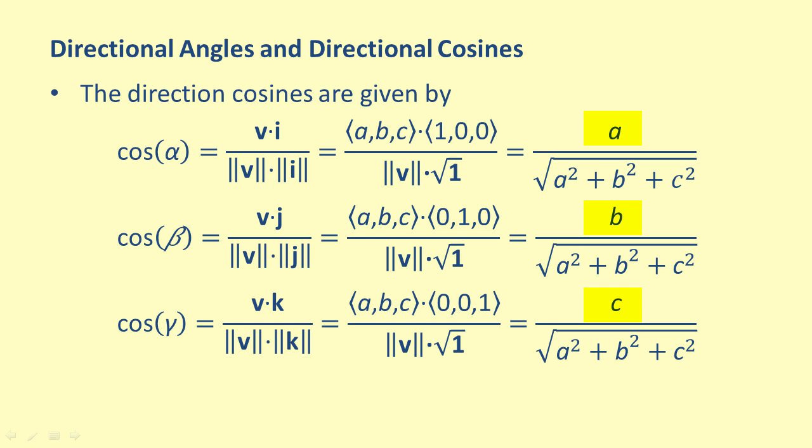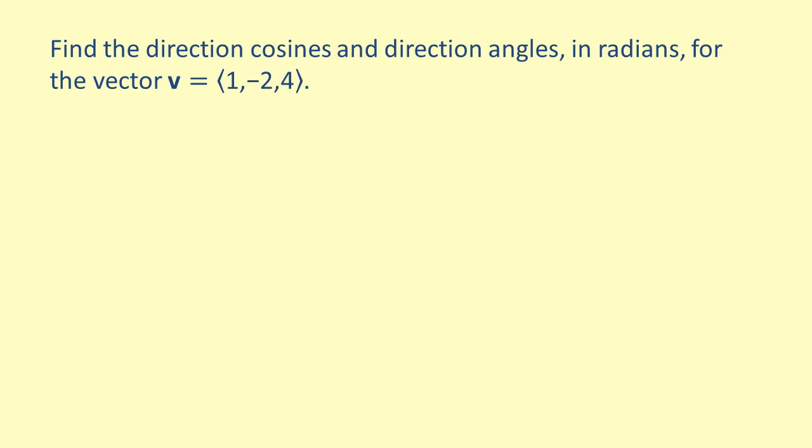Of course, to find the direction angles alpha, beta, and gamma, we use the arc cosine function with the direction cosines. In this problem, we are given a vector v and are asked to find the direction cosines and direction angles. In other words, we need to find the cosines of the angles and the angles themselves that v makes with each of the coordinate axes.